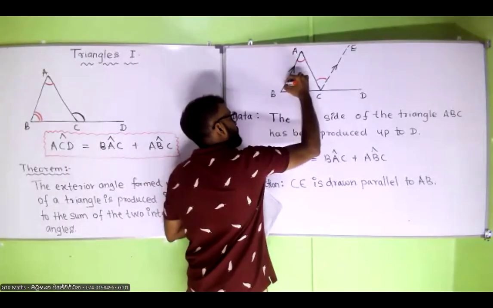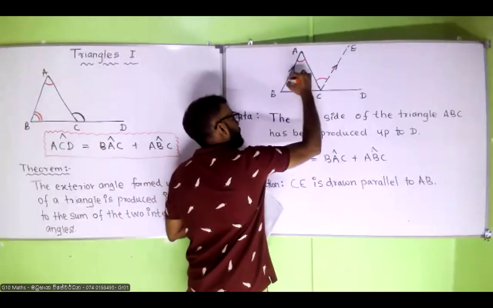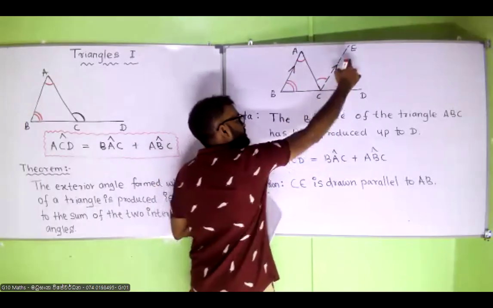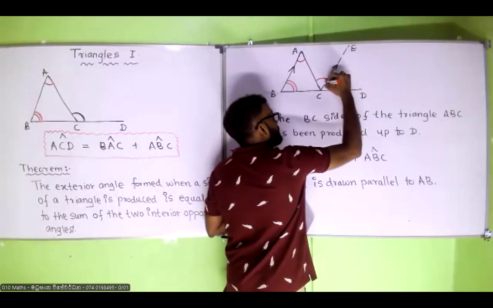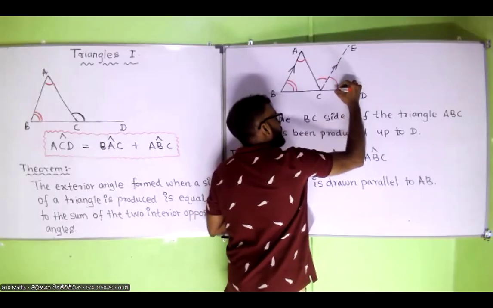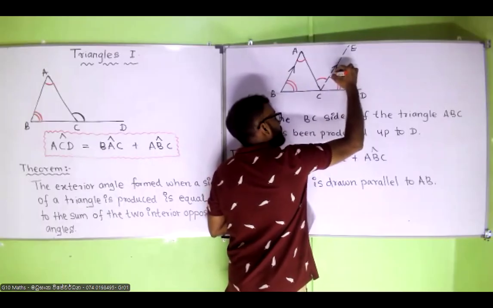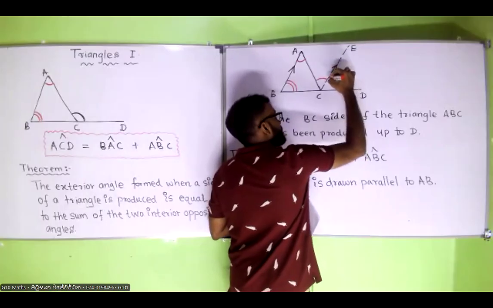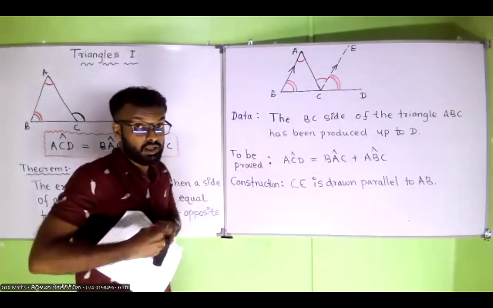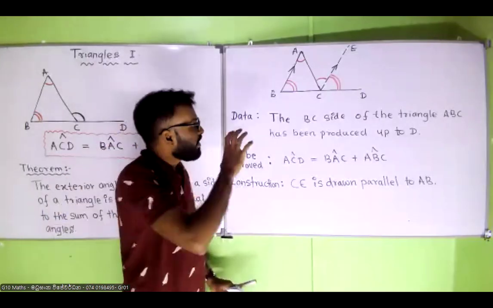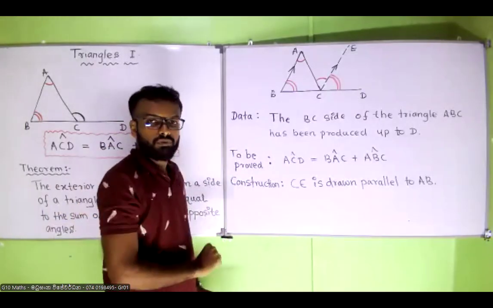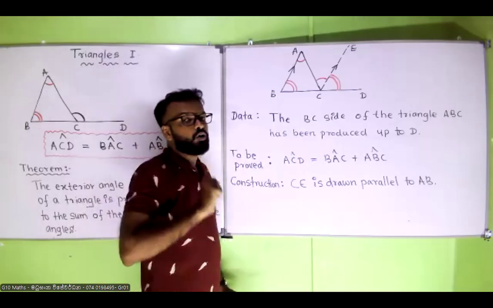I will mark this other type of angle. Angle ABC equals angle ECD. The reason is corresponding angles, right? I have laid the background, the foundation, for this proof. Now we are going to do the proof.